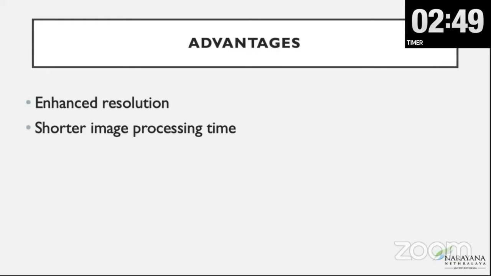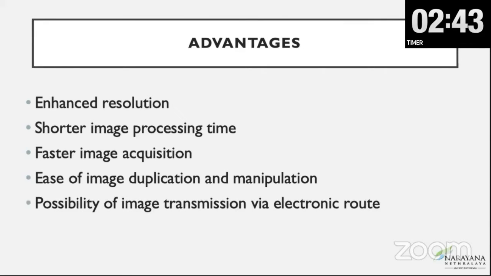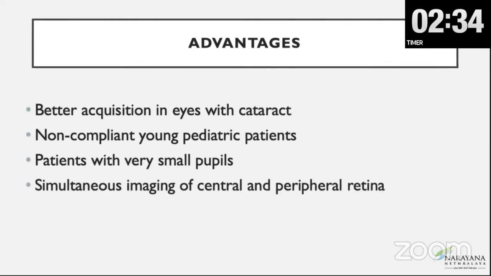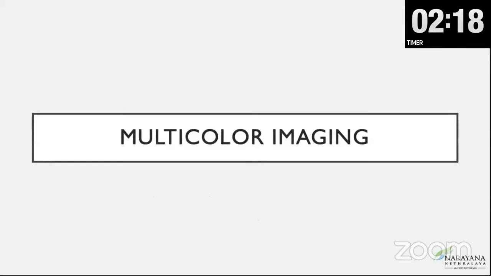So enhanced resolution, shorter image processing time, faster image acquisition, ease of image duplication and manipulation if need be for any purpose, possibilities of transmission through electronic route, better acquisition through eyes with cataract, and like I mentioned, pediatric patients, very small pupil, uncooperative patients, it is good. And FA and ICG and FAF is already enabled in some of these devices. But it is difficult to precisely measure these images. Sometimes artifacts are common, pseudo color in Optos, and the cost of acquiring is high.